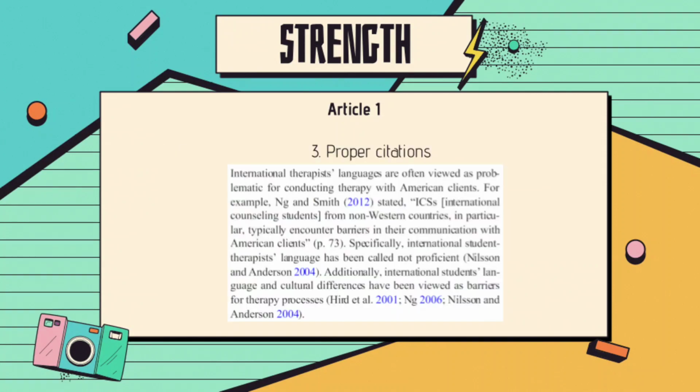So the third strength found in Article 1 is that it also has used proper citations. As we can see from the example, it uses the correct citation format. And each paragraph includes multiple citations from various sources. For example, in this paragraph, there are a total of 3 different sources used for citation to support the argument made by the article.